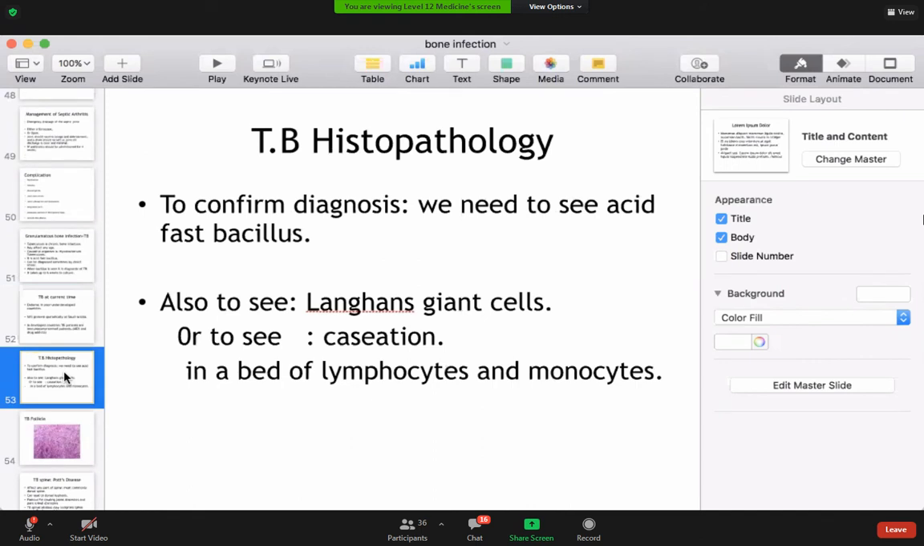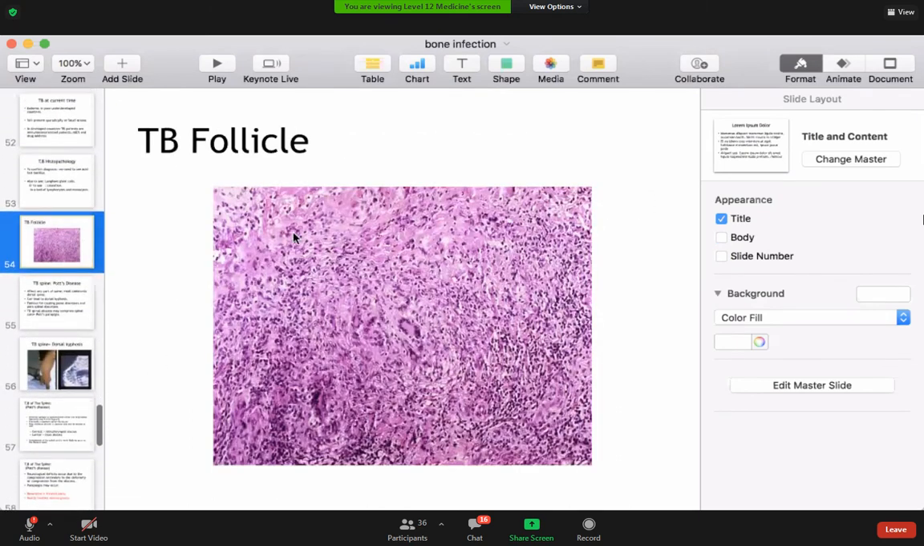So histopathology is very important to confirm diagnosis. When you see acid-fast bacilli, also see Langerhans giant cells, and also caseation is also present in the histopathology slides. The presence of lymphocytes and monocytes. This is a slide showing what we just illustrated.